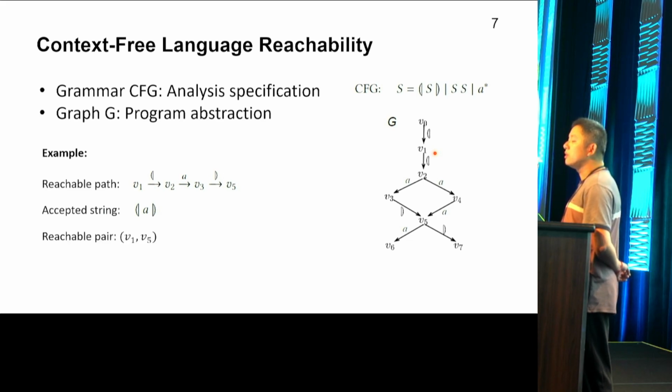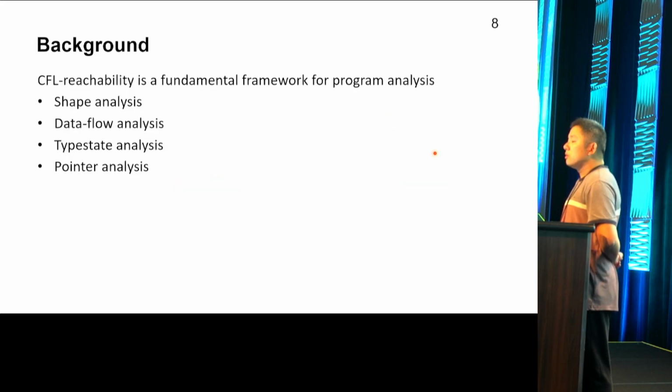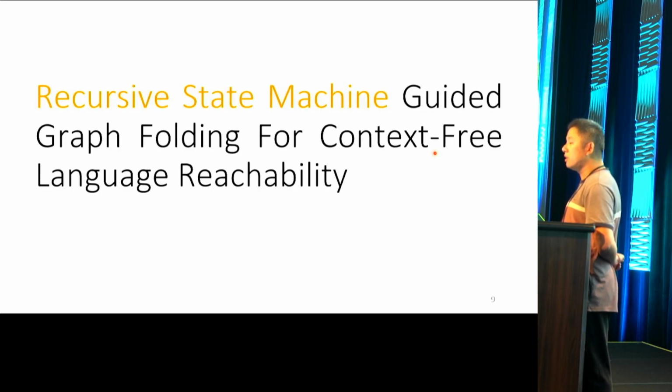In this case, we say that node 5 is S-reachable from node 1, where S is the start non-terminal of the grammar. And the problem of context-free reachability is to compute all the S-reachable pairs in a graph. There are also single-source and single-target variants, but our work focuses on all-pairs reachability. CFL reachability can be used to formulate a lot of program analysis problems, such as shape analysis, pointer analysis, and typestate analysis.